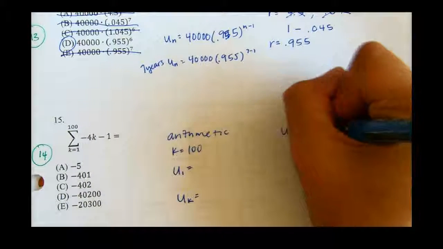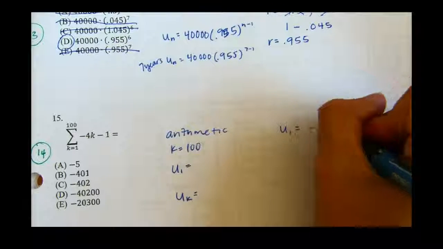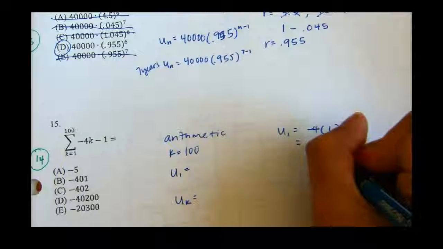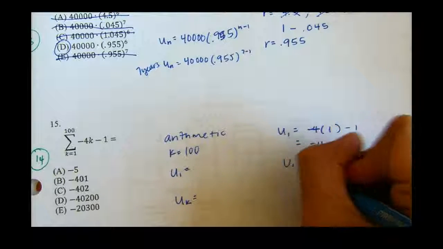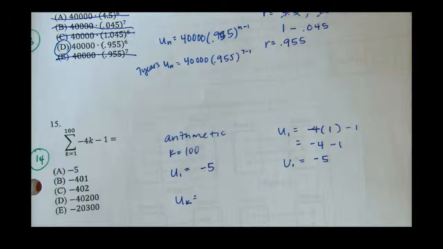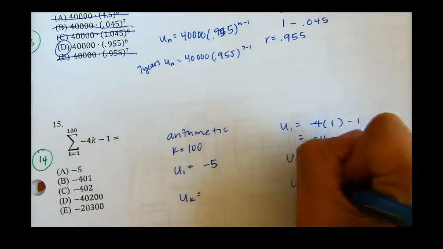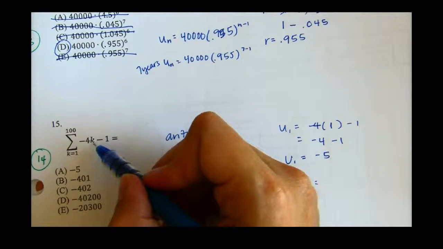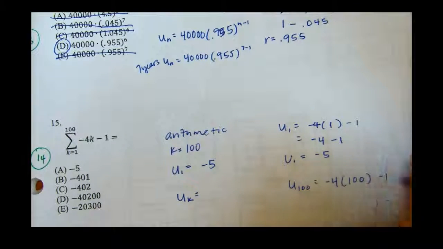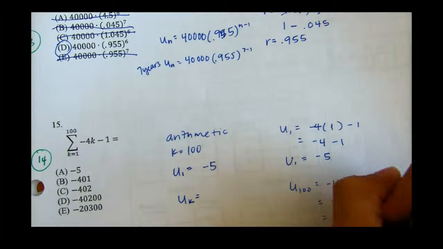To find U sub 1, I'm going to replace my variable in my equation with 1. So I'll have negative 4 times 1 minus 1. This will be negative 4 minus 1. U sub 1 will equal negative 5. With my kth term, my k equals 100, so I'm finding U sub 100. Again, I'm just going to replace whatever my variable is over here with 100. So I'll have negative 4 times 100 minus 1. U sub 100 will be negative 400 minus 1, or negative 401.